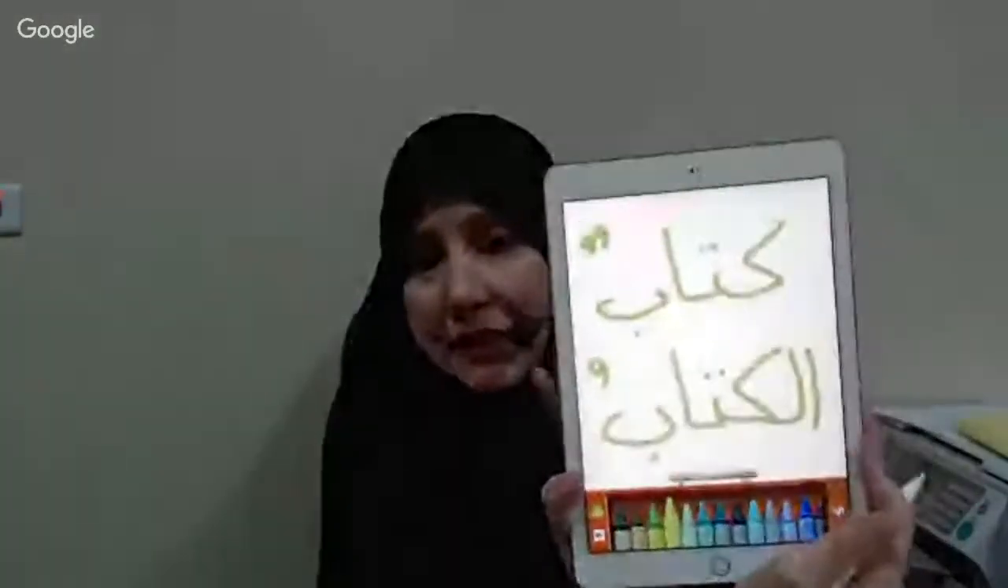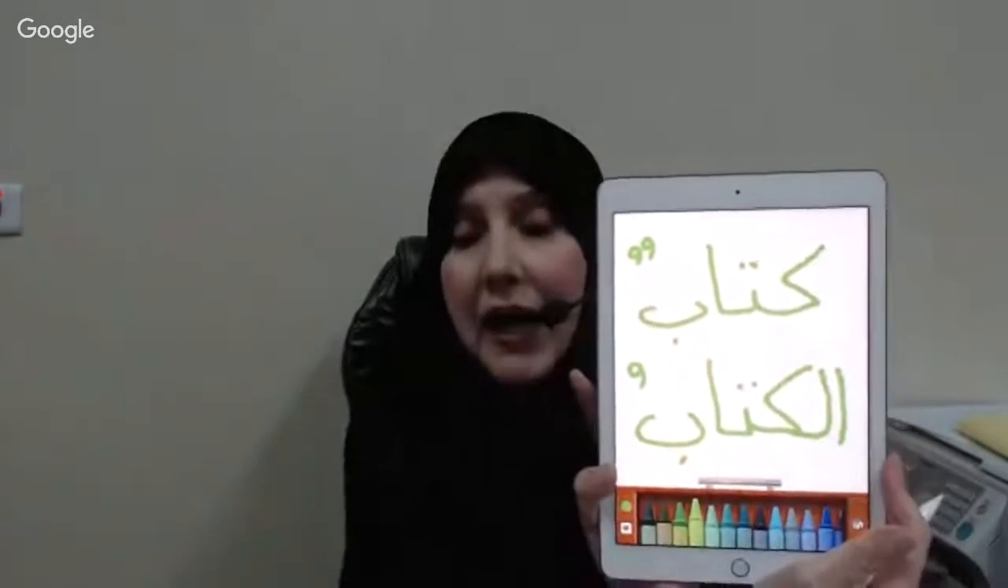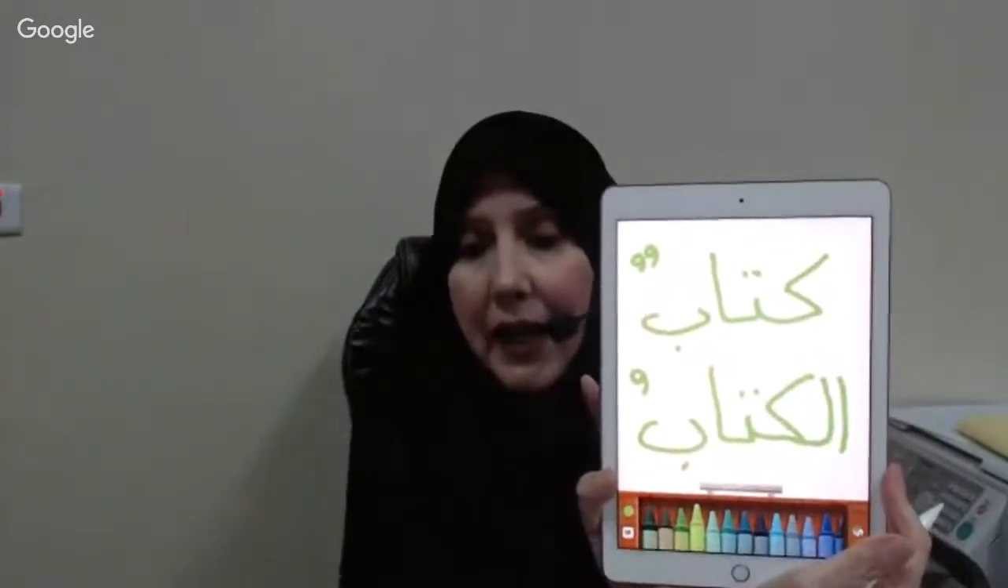If we want to say the book, we add aleph and lam to the front, and then write our word kitab, and take away one of those vowel markers. So it looks like this, and it's El Kitabu. El Kitabu means the book. El Kitabu, the book. Kitabun, a book.